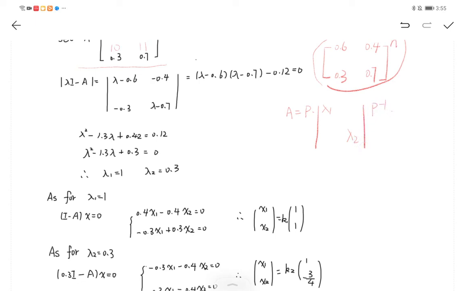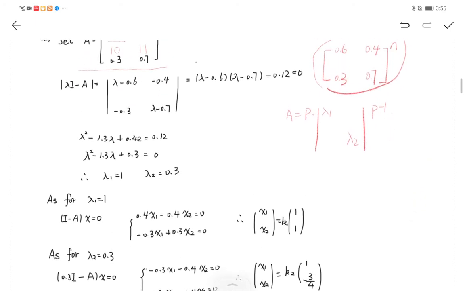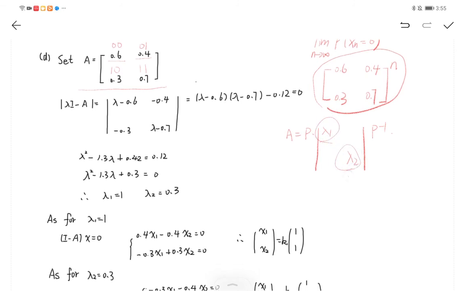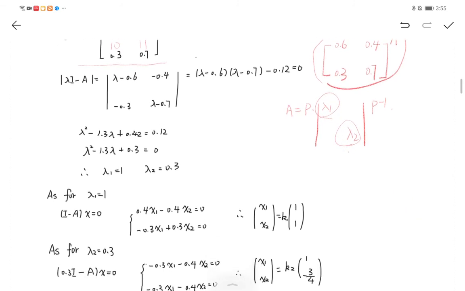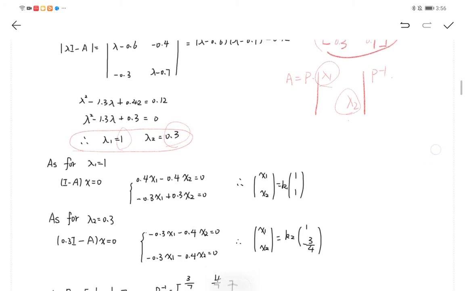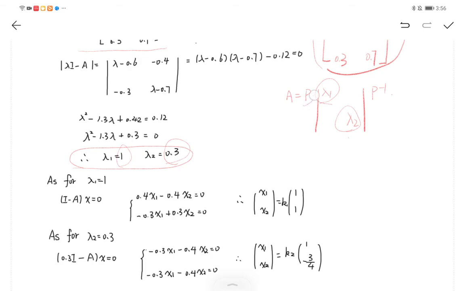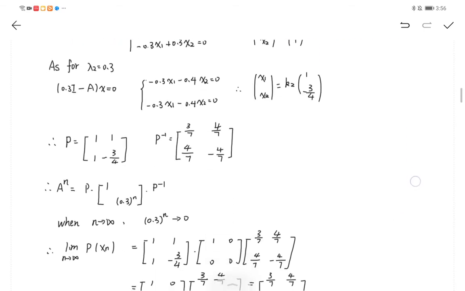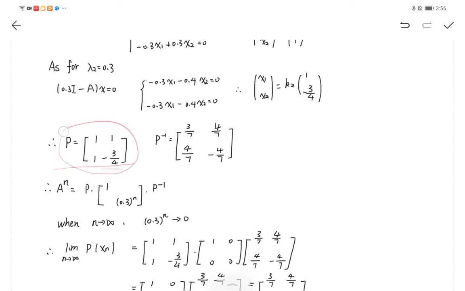like this. So now we should find lambda 1 and lambda 2. And we get that lambda 1 is 1 and lambda 2 is 0.3. And now we should count the matrix P. The matrix P is like this: 1, 1, 1, minus 3.